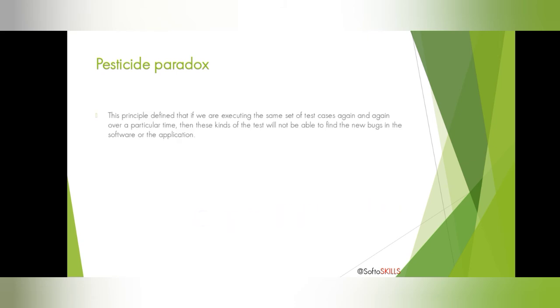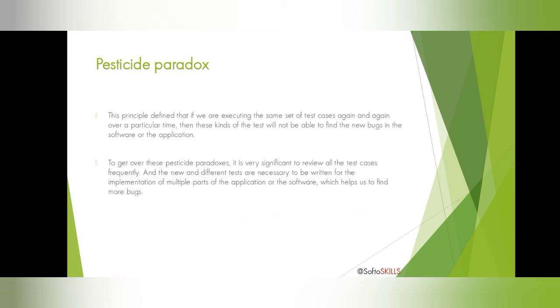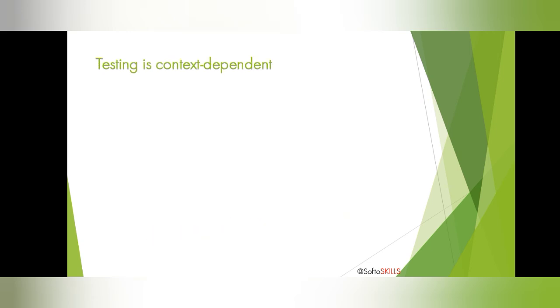Pesticide paradox. This principle defines that if we execute the same set of test cases again and again over a particular time, then these tests will not be able to find new bugs in the software or application. To get over this pesticide paradox, it is very important to review all the test cases frequently, and new and different tests need to be written to exercise multiple parts of the application or software, which helps us to find more bugs.